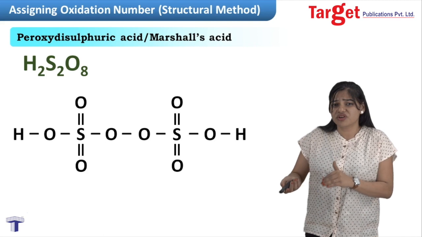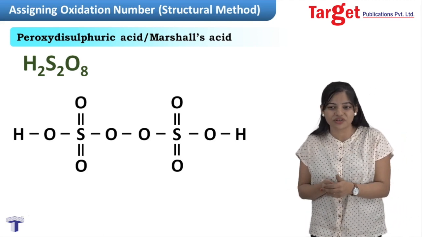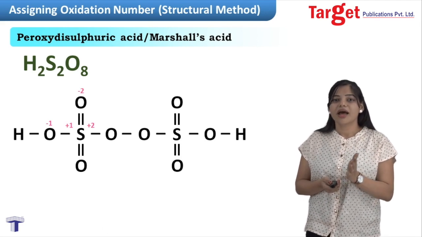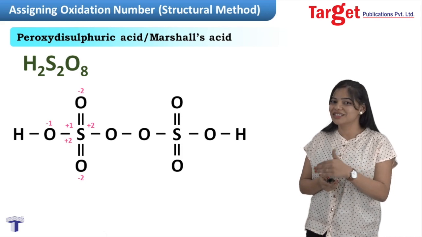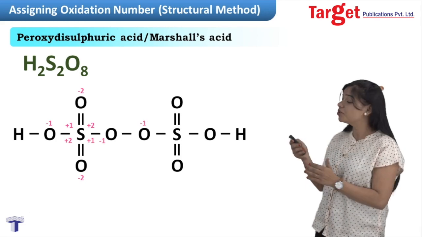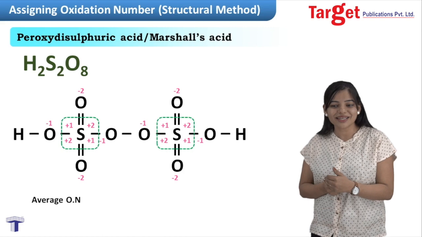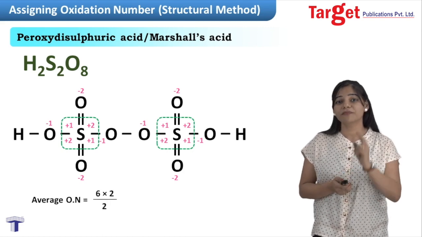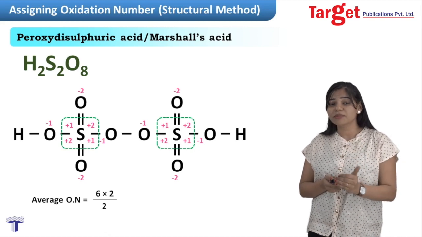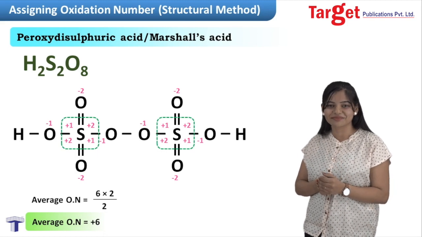So let's jump to the structure, where we can again denote the oxidation number for sulfur and oxygen, giving minus 1 to oxygen wherever there is a single bond, minus 2 to the oxygen wherever it is a double bond, and plus 2 to the sulfur wherever there is a double bond. By denoting the numbers here, we get the value of both sulfurs as plus 6, and the average oxidation number will be 2 sulfur atoms with plus 6 oxidation state divided by the total number of sulfurs, which is 2. So the answer comes out to be plus 6, which is the correct answer.